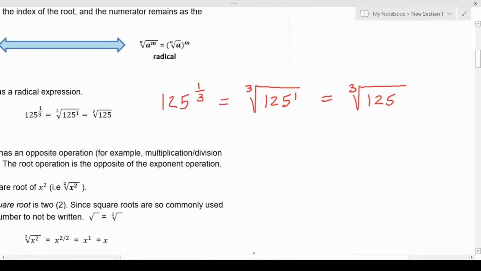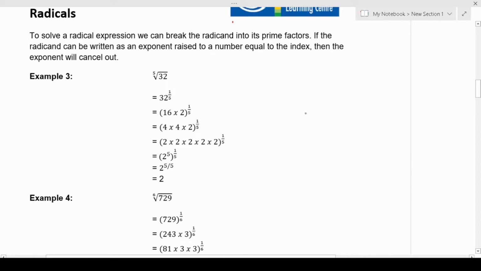It's pretty simple. All right, so another concept that's going to help us simplify radical expressions is this. We can break down radicands into prime factors, and if we can break down a radicand such that it can be rewritten as an exponent raised to a number equal to its index, then the exponents will simply cancel out.